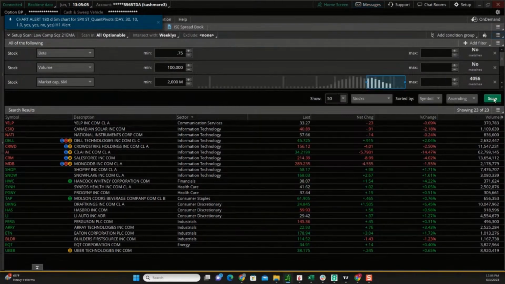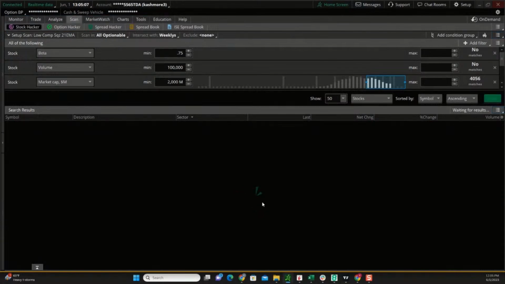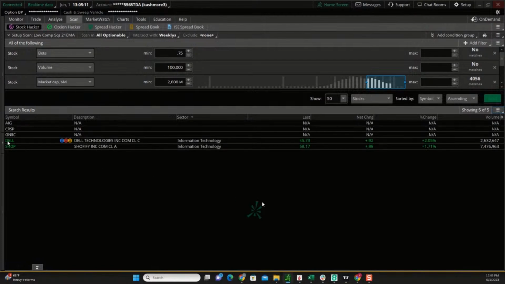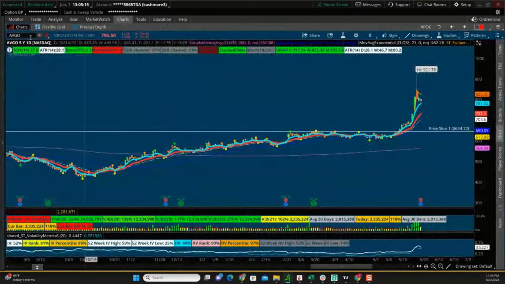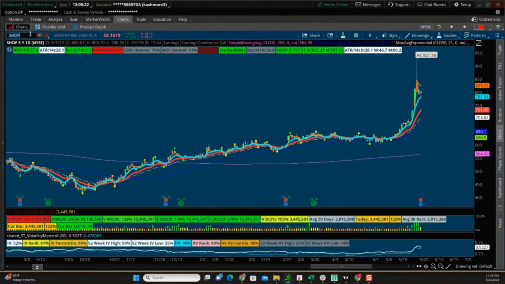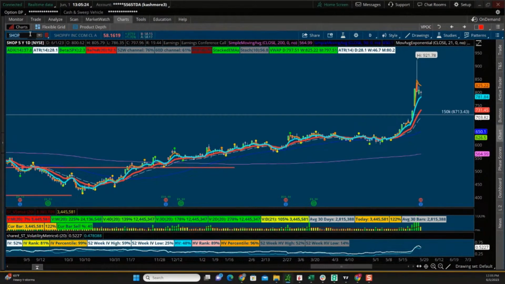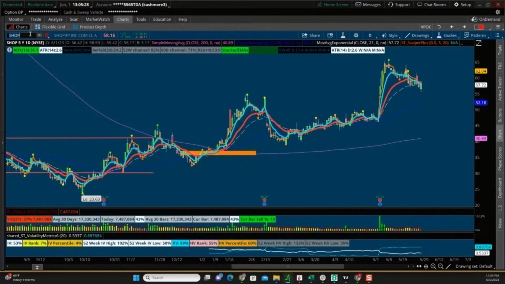And with today's run, I imagine everything's kind of already moved, but we'll just use an example with some that I already know. Shop, Dell, Generac, Crisp. Okay, so let's check these out real quick. And then we'll talk about risk, how they work. Okay, here's a decent one.